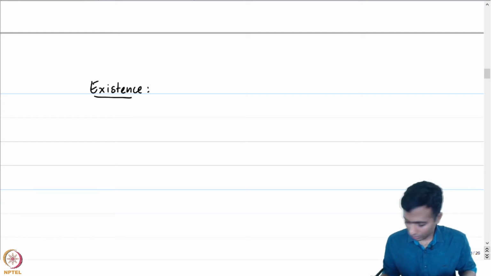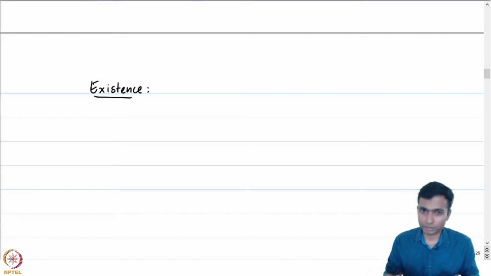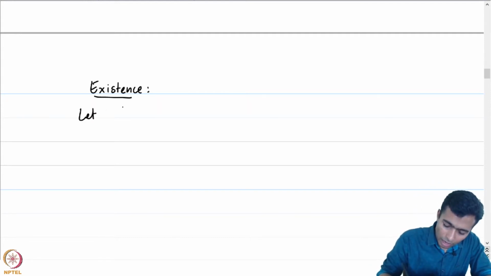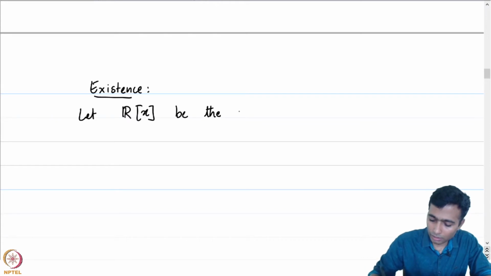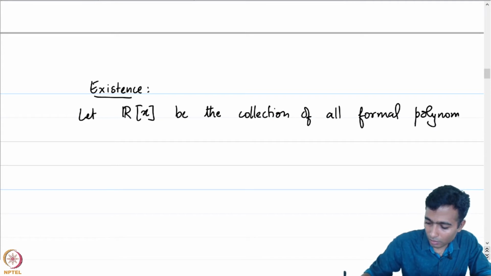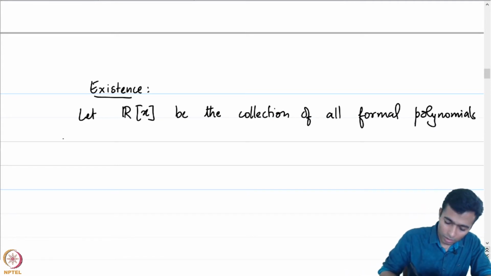However, in this lecture, we will be assuming some amount of knowledge in ring theory. All right, so let R of x be the collection of all polynomials, formal polynomials, over R, the field of real numbers.